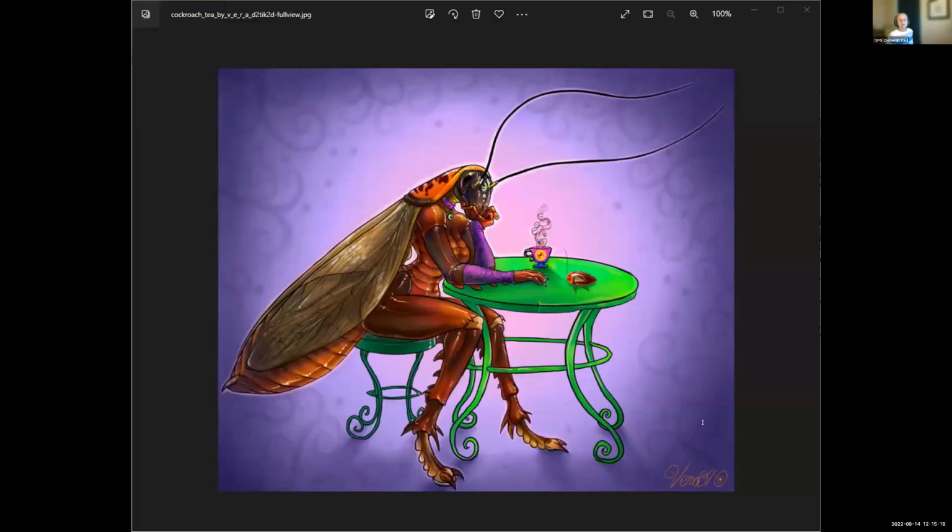How's that? Yay, perfect. Are you seeing a beautiful picture of a cockroach? We are.